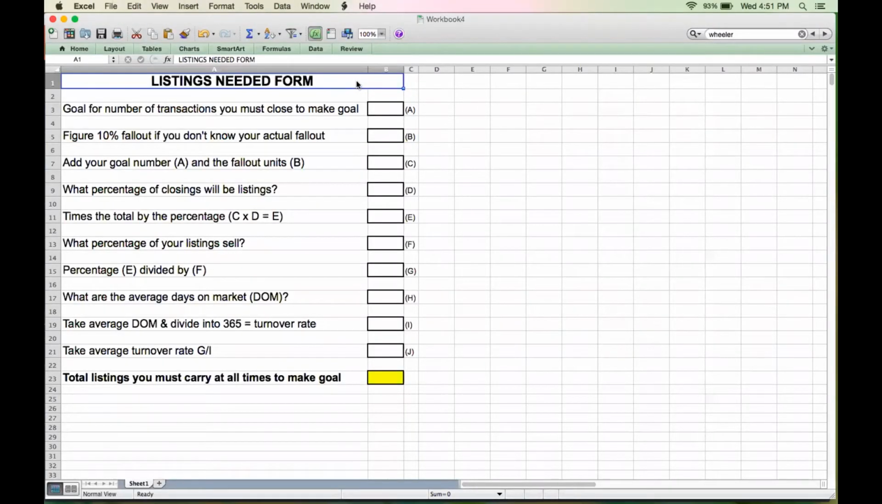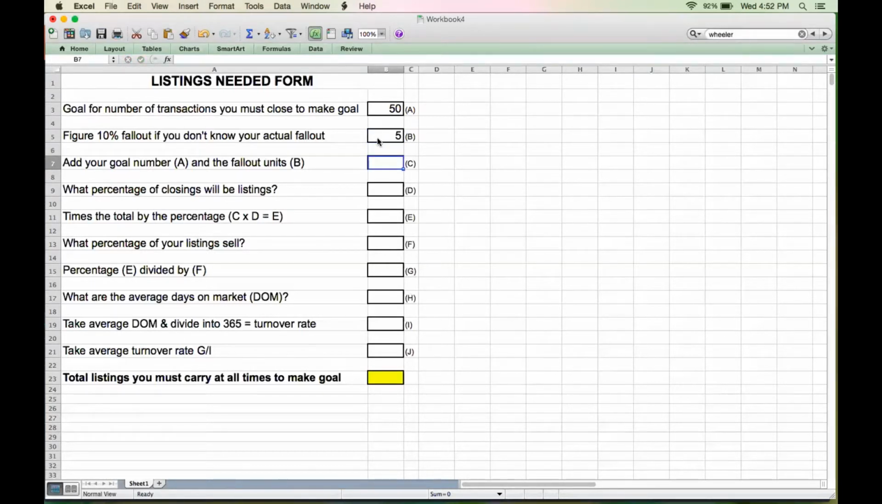Okay, here's our Excel spreadsheet. Here we're going to go step by step to calculate how many listings you must have active at all times. So here in box A, we're going to use the example of 50 units closed. In box A, that's where you're going to put what you intend to close next year. We're going to factor in a fallout rate. If you know what your fallout rate is, then you can factor that percentage in. We're going to use a standard 10% fallout rate. So 10% of 50 is 5. We're going to put 5 into box B.